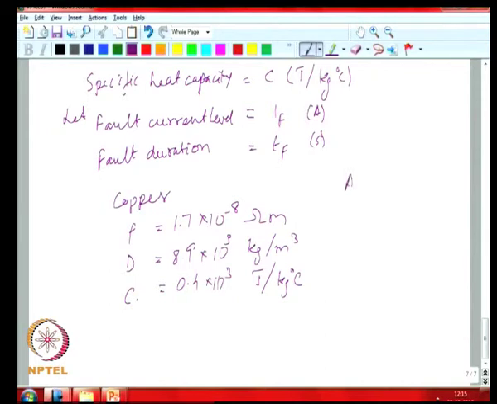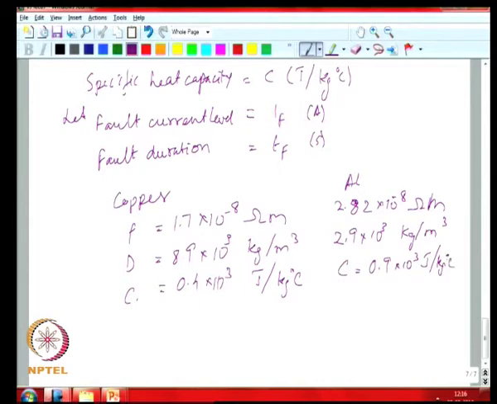If you look at aluminum, say you have aluminum conductors rather than copper conductors, you have 2.82 into 10 to the power of minus 8 ohm meter. For density it is 2.9 into 10 to the power of 3. So, the resistivity of aluminum is not as good as that of copper. Its density is having a smaller value because it is a lot lighter. Its specific heat capacity is 0.9 ... degree centigrade.